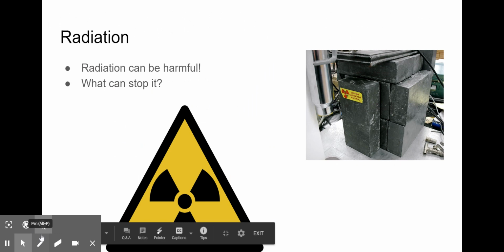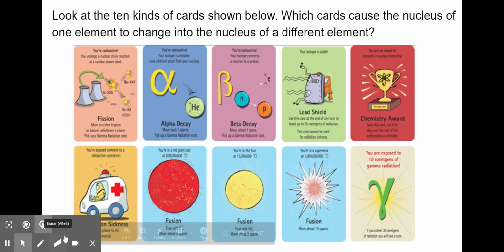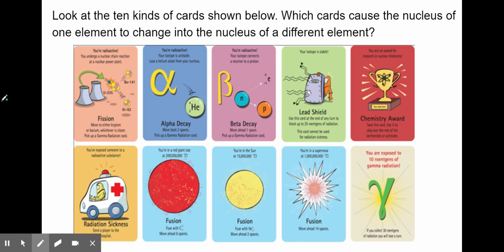We have alpha decay cards, beta decay cards, lead shield cards, fission, and fusion, okay? So I'm going to number these. I'm going to do alpha, beta, fission, and then I'm going to do fusion, okay? And then we'll talk about these other cards, okay? Take a look. We have an alpha decay card.